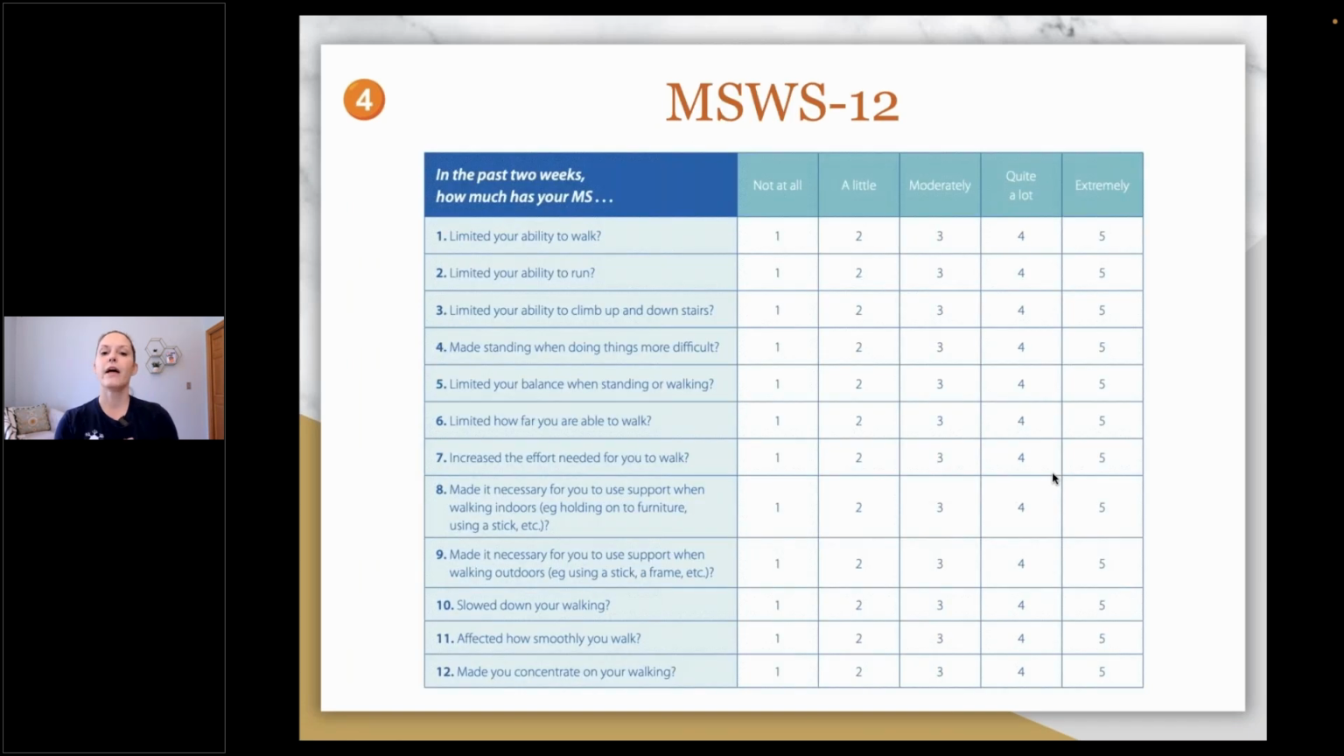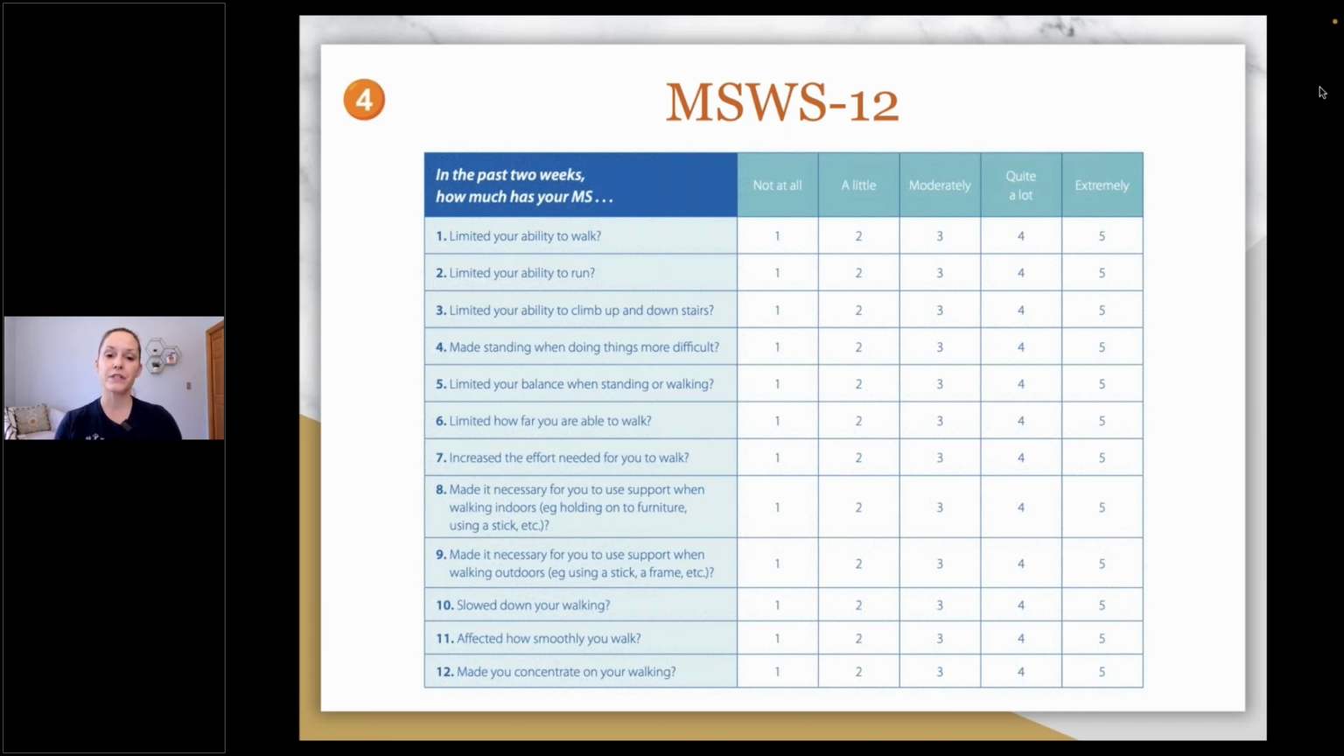So let's move on to the MSWS-12. So this is the Multiple Sclerosis Walking Scale 12. So this is 12 statements that, similar to the Modified Fatigue Impact Scale, you need to rate from 1 to 5. So 1 would be not at all, and 5 would be extremely. So with the MSWS-12, you're considering how your walking has been and how your MS has affected you over the last 2 weeks. Again, the last 2 weeks, every day could be different. So you kind of are just going for the average.